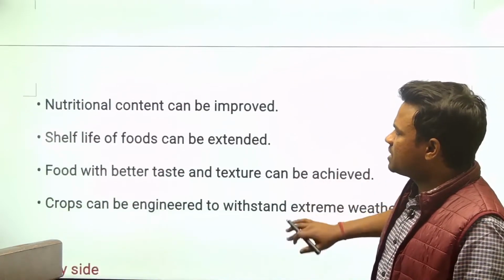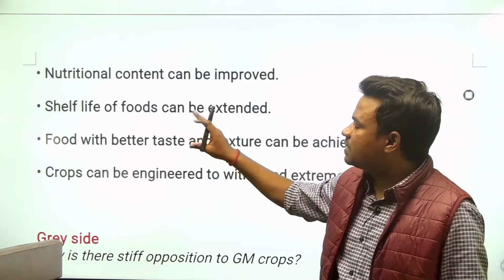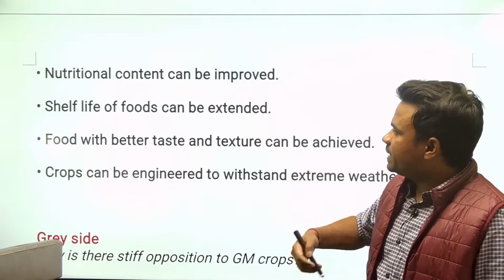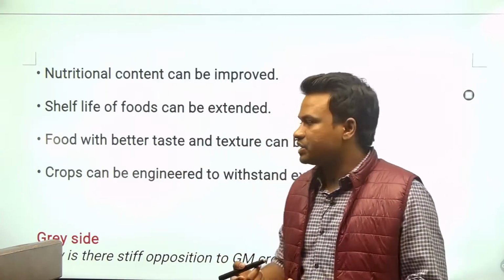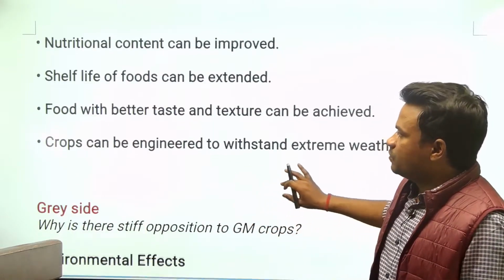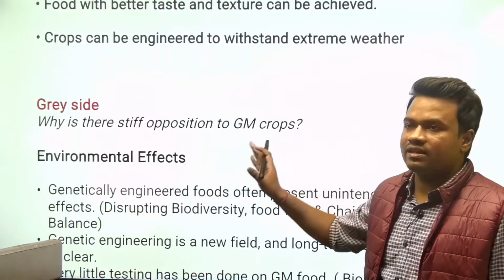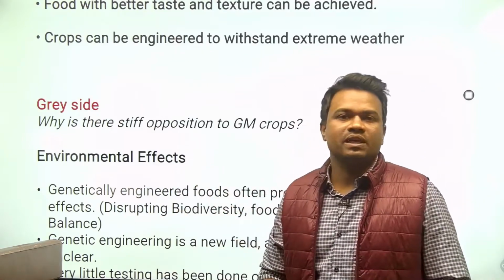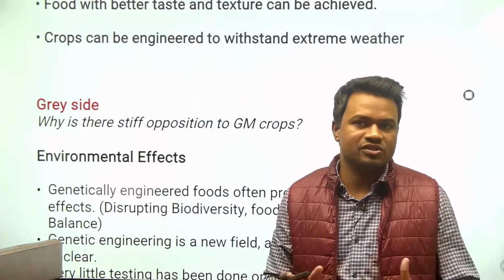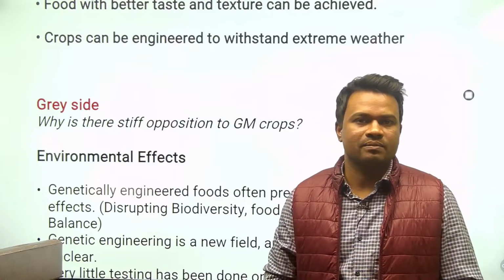Nutritional content can be improved, and the shelf life of foods can be extended. Obviously shelf life means the life of foods will be enhanced through genetic modification, or we can say they will not perish easily. Food with better taste and texture can be achieved. Crops can be engineered to withstand extreme weather. Like in India, we know that some crops, such as millet varieties, can withstand extreme temperatures of 40-45 degrees in the regions of Rajasthan, Gujarat, or some parts of Maharashtra.